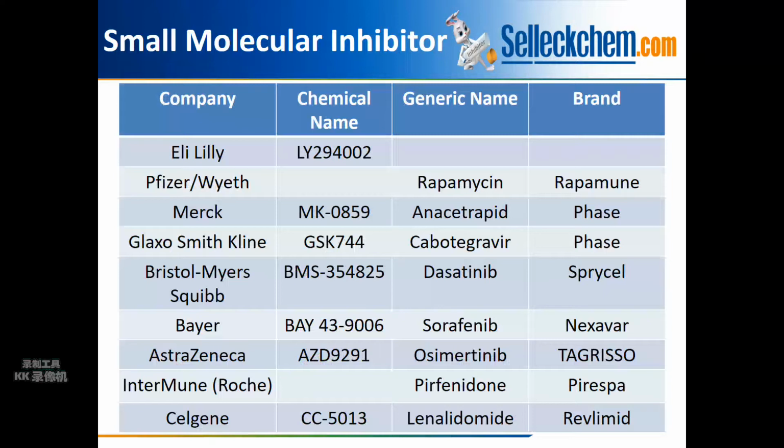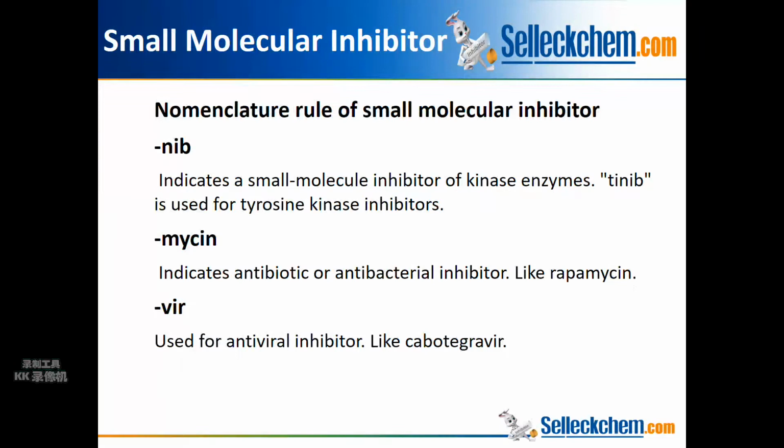Now I will introduce common drug suffix and meaning. The suffix NIB indicates a small molecule inhibitor of kinase enzyme. More specifically, TINIB is used for tyrosine kinase inhibitors. The suffix MYCIN indicates antibiotic or antibacterial inhibitor like rapamycin. The suffix VIR is used for antiviral inhibitor.